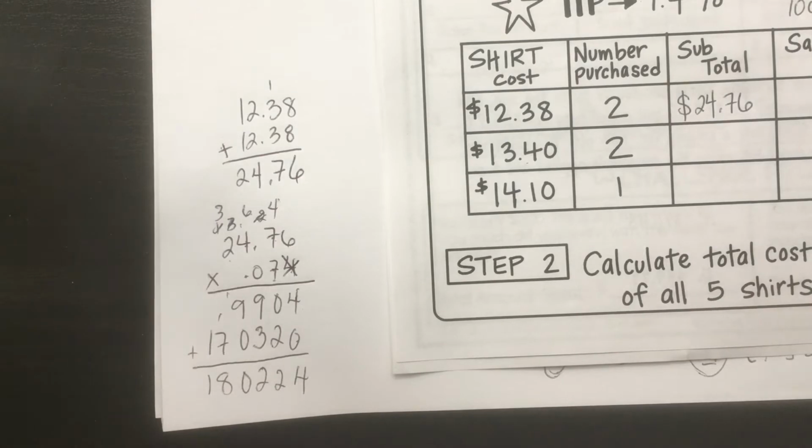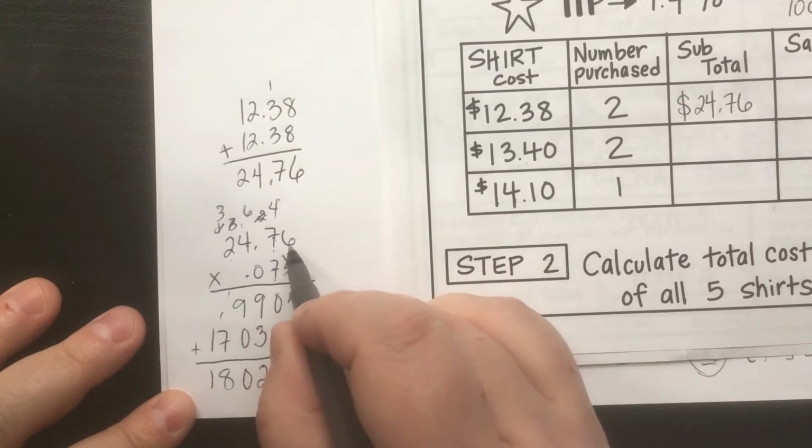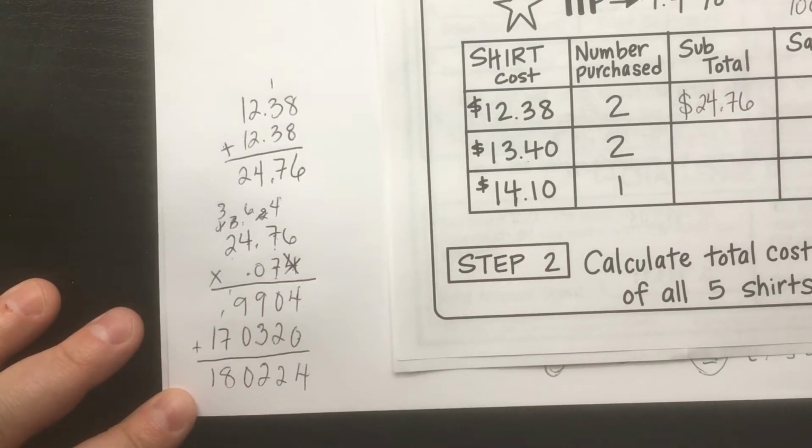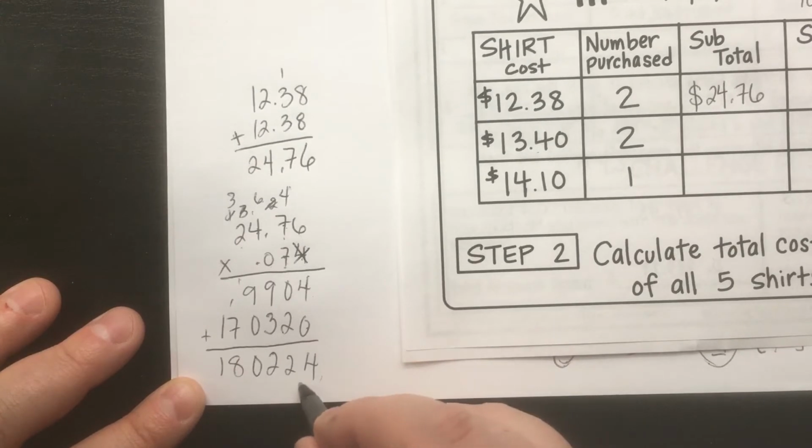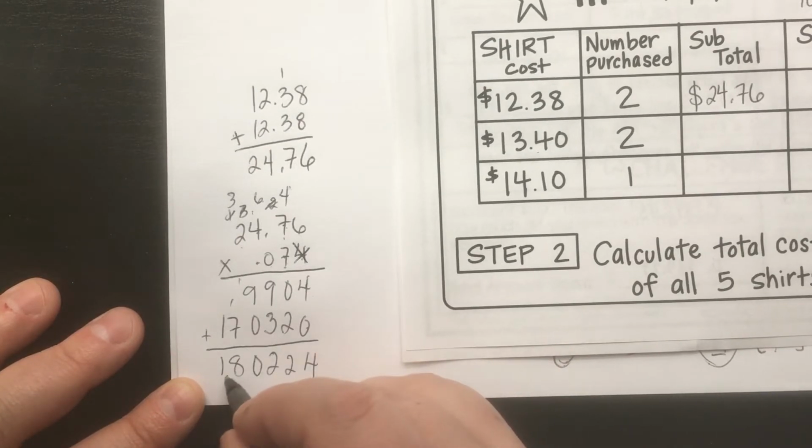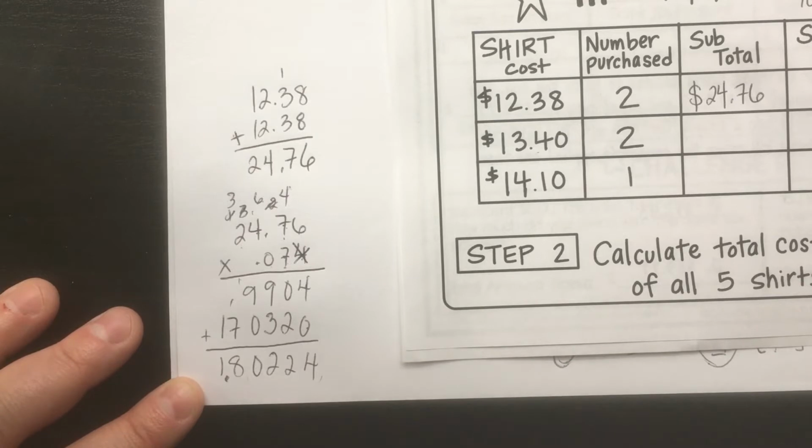So now that we have calculated that, let's put our decimal in. How many decimals are represented up above? 1, 2, 3, 4, 5. So we're going to move our decimal 5 times. 1, 2, 3, 4, 5.